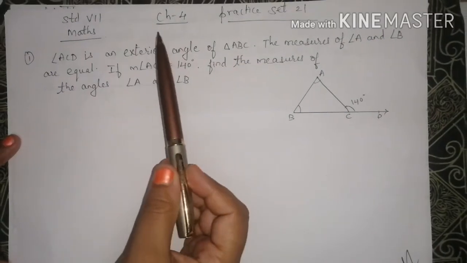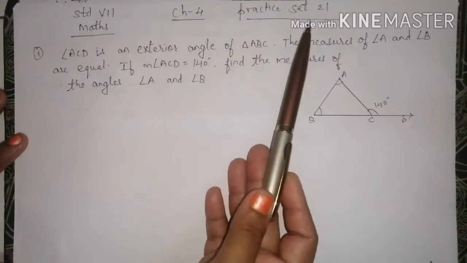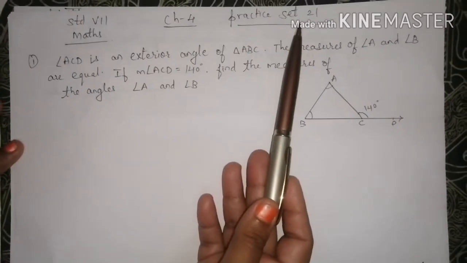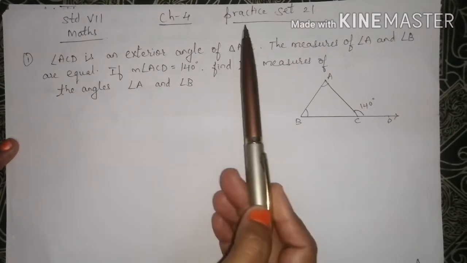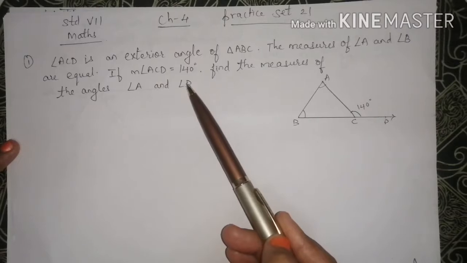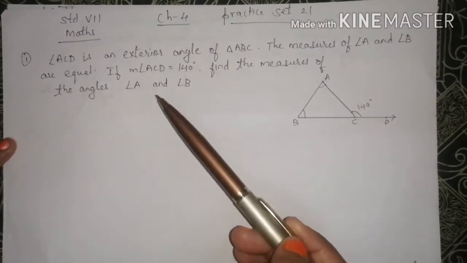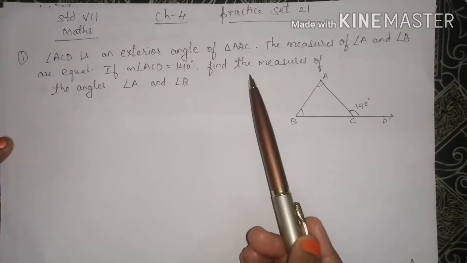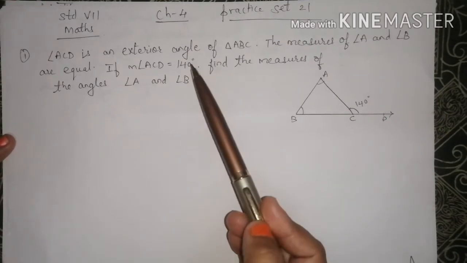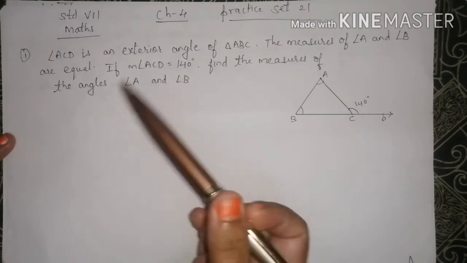Welcome students. Today we are going to start with our last exercise of chapter 4, practice set 21. Before starting this practice set 21, it is based on the exterior angle of a triangle. So let us study what is the exterior angle of a triangle and its property, because this exercise is based on that.